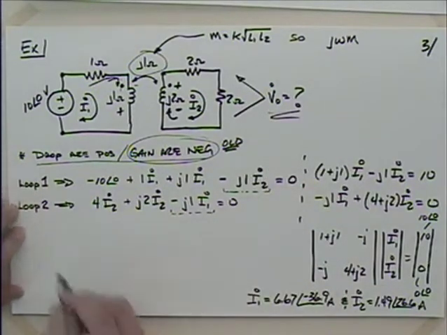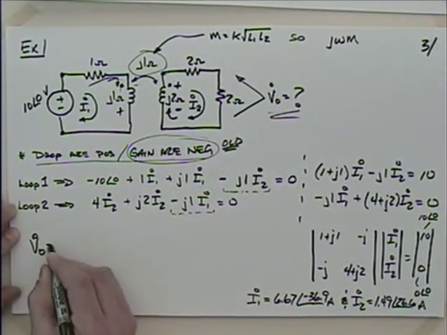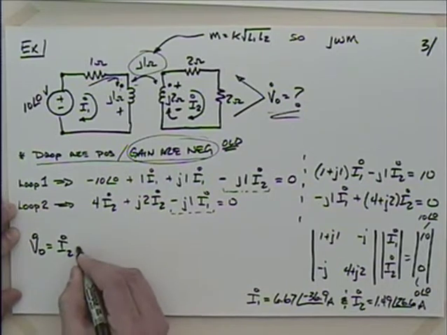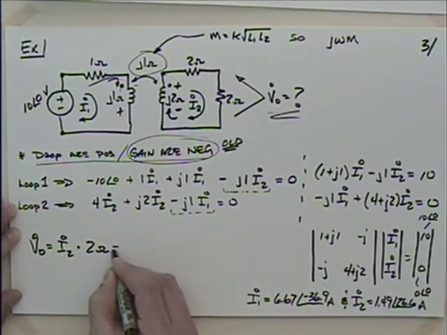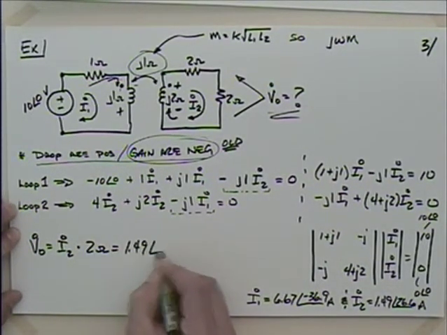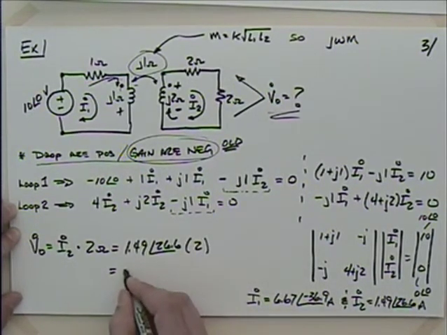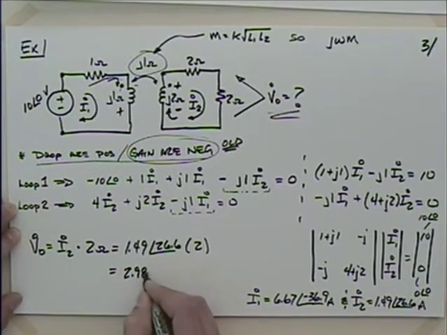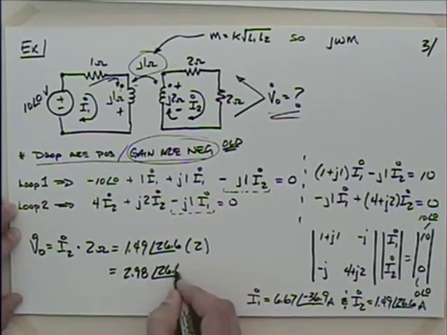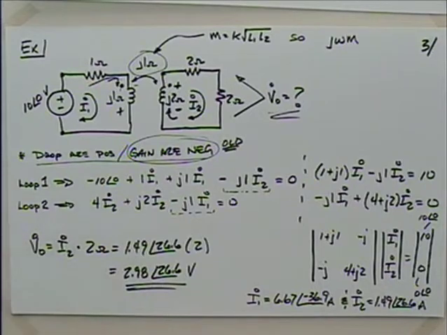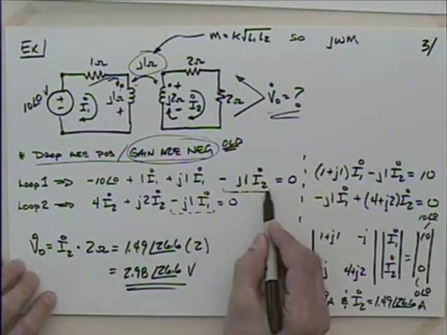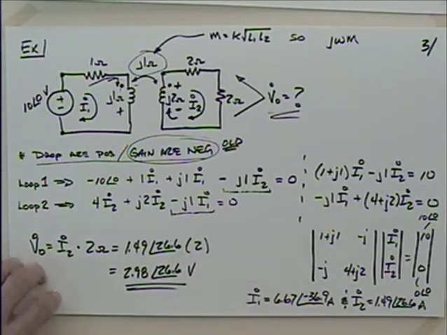Because what I'm looking for is V naught, so I can say that V naught is equal to I2 times 2 ohms, right? So I have 1.49 at an angle of 26.6 times 2, which gets me 2.98 at an angle of 26.6 volts. Questions of that? By far the most difficult part of this problem is probably right here, dealing with this. And you get better with that by practice.